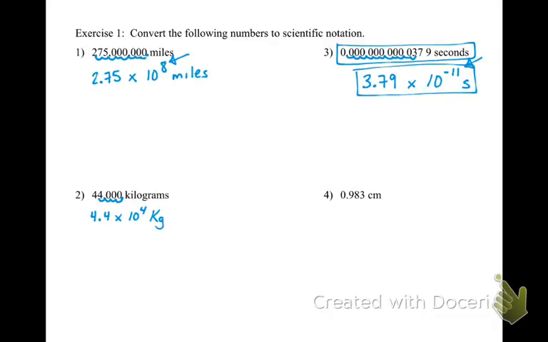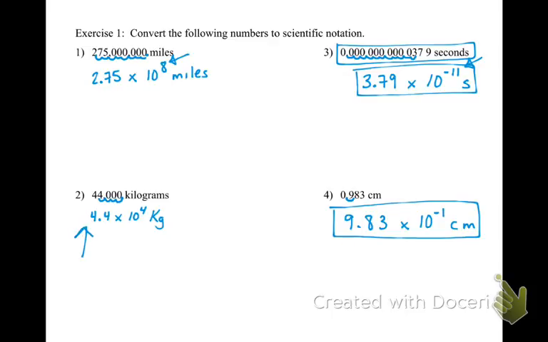And then last but not least, we've got 9.83 centimeters, or that's silly, 0.983 centimeters. So we'll take our decimal and move it one place over, so we get 9.83 times 10 to the negative 1 centimeters. You'll notice with all of these measurements that all of our numbers have just one number to the left of the decimal. That's what you're looking for when you're trying to create scientific notation. Again, this should be a review.